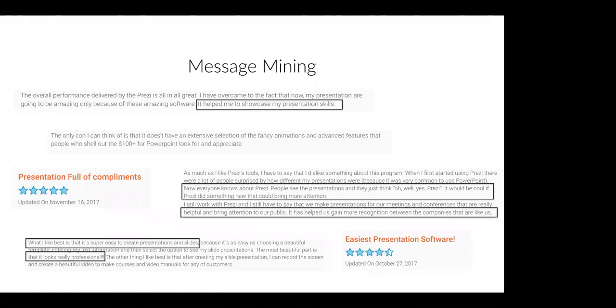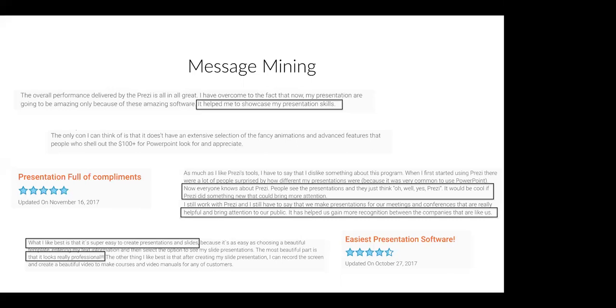But essentially, this is what message mining looks like. This is just one website that we were using to find these messages. And what's really cool is that it helped us really understand what people care about. So when you go into these websites, I won't read the whole comments, but it says it helped me to showcase my presentation skills. Look at that perception. It's not about the work that they've done or the reports that they have. It's about showing their presentation skills.